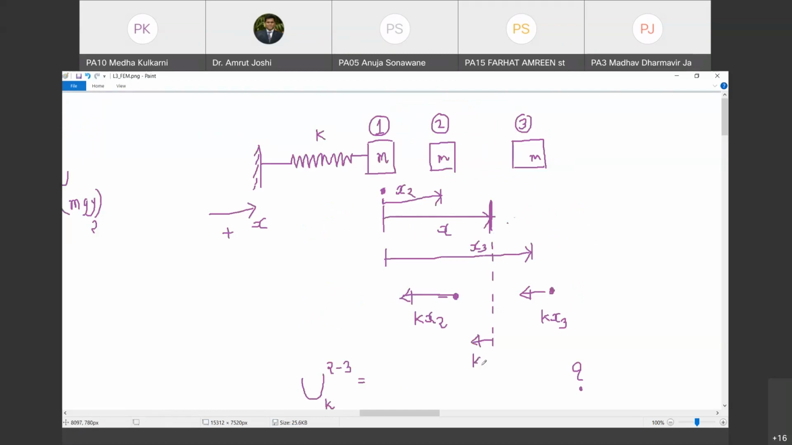Sir, kx. Kx into x, right? Let us say the mass moves towards the right by distance dx. कितने distance से move हुआ? dx से move हुआ. And dx is infinitesimally small, so small that over it the change in spring force can be neglected.